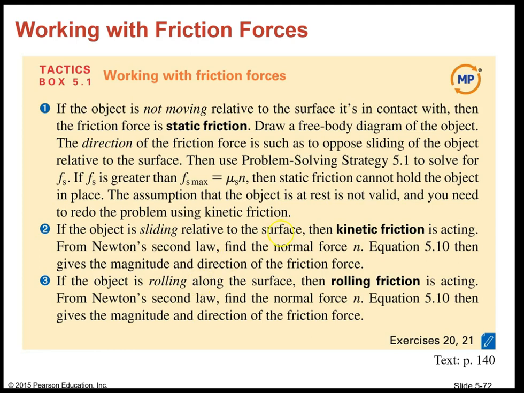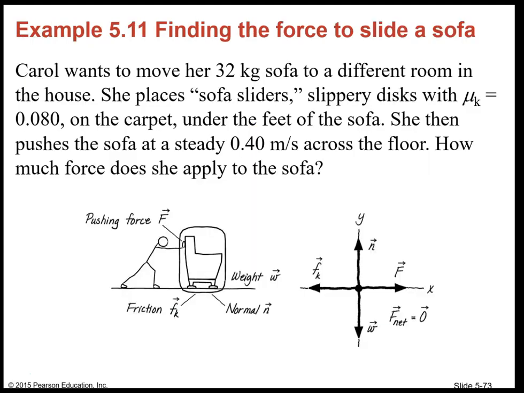Okay. When an object's not moving, it's static friction. When an object is sliding relative to the surface, it's kinetic friction. When the object's rolling along the surface, it's rolling friction. Some problems you'll have to take into account friction, others you will not. Okay, example here.